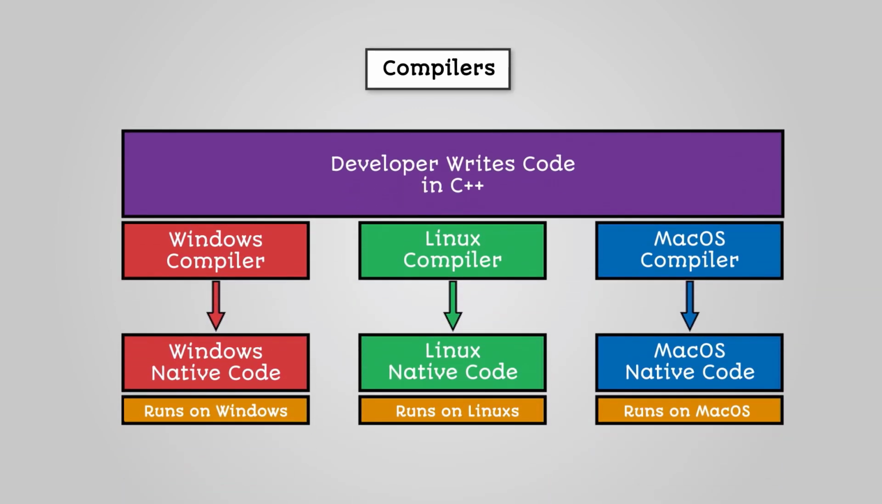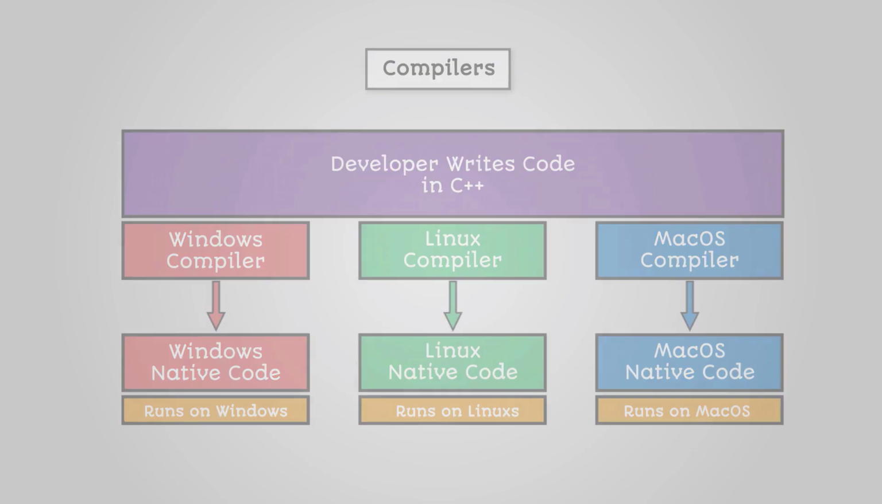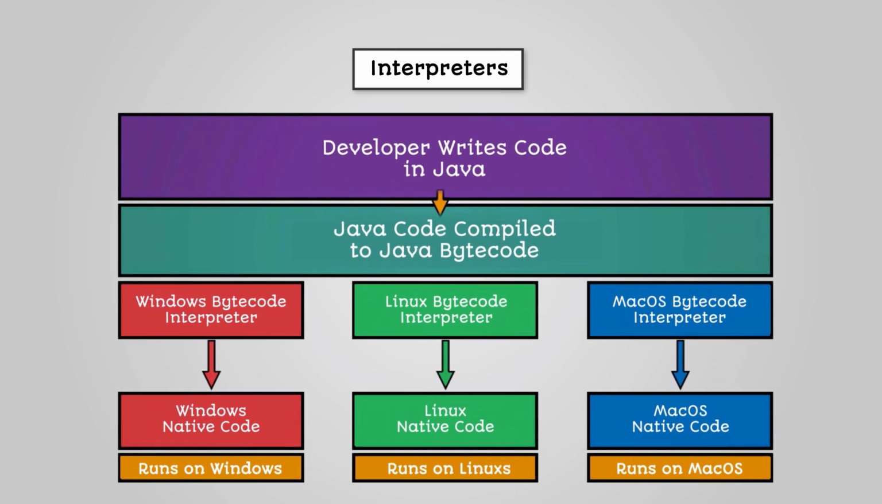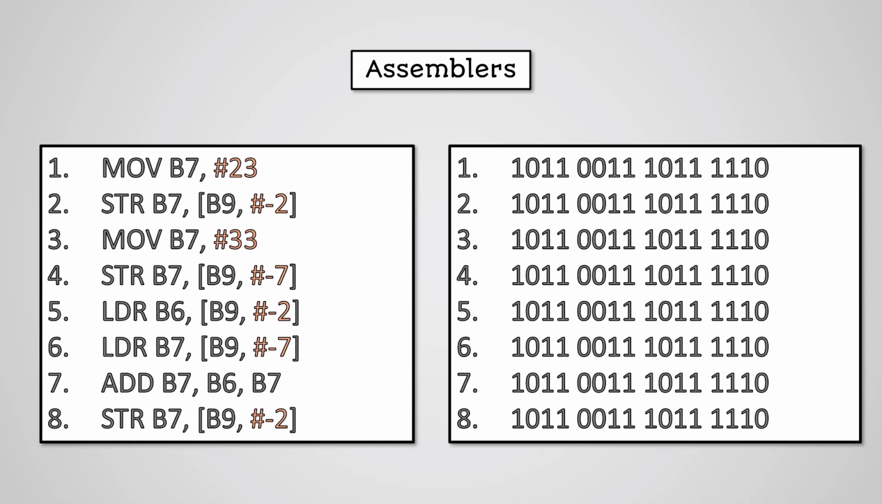Compilers turn complete source code into object code for a specific platform. Interpreters translate code line by line as the program is run. Interpreters commonly produce bytecode that is then interpreted into machine code. Assemblers will take the low-level code written in assembly language and convert it into machine code. There is a one-to-one relationship between assembly language and machine code.